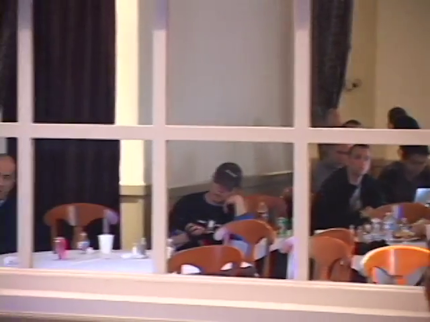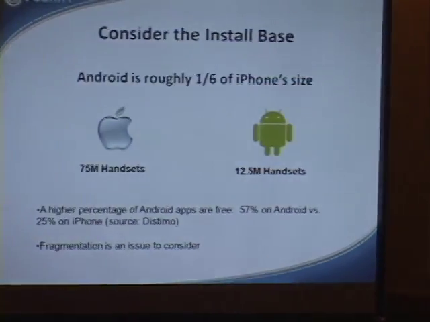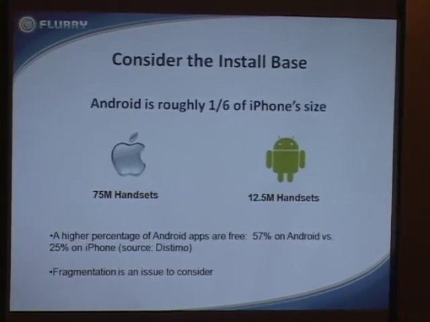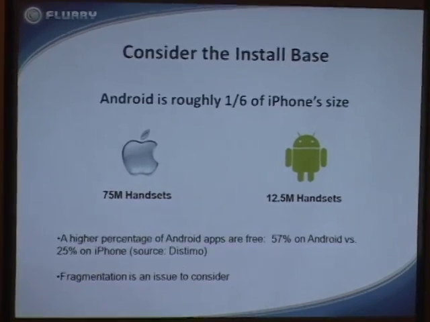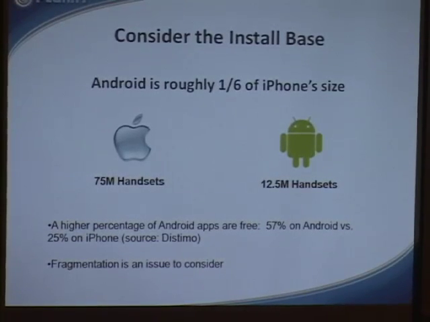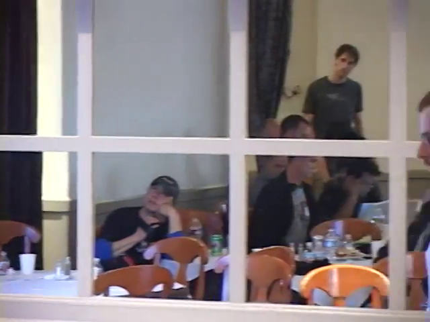The other two issues there: a higher percentage of Android apps are free. Distimo released a report, I believe, a month ago showing that 57% on Android are free apps versus 25% on iPhone. So when it comes to freemium, which I believe you guys were talking about in the previous presentation, you want to make sure that the user expectation is going to be similar, and if there's going to be any sort of upsell opportunities, you've got to know the market and see what it will bear.